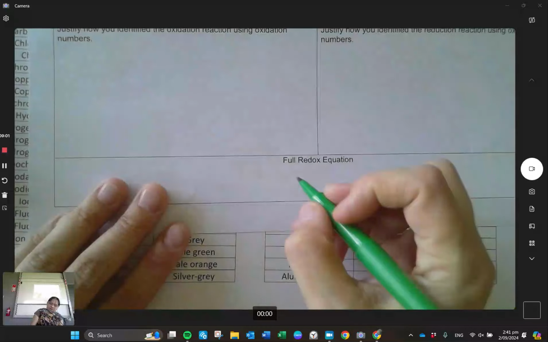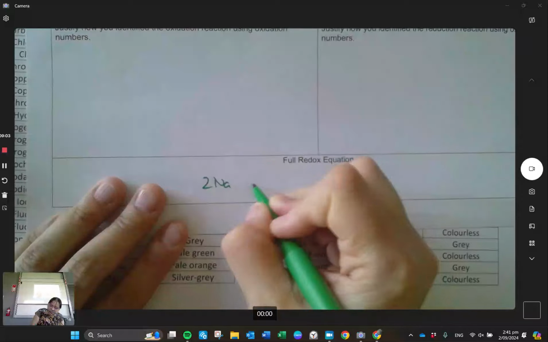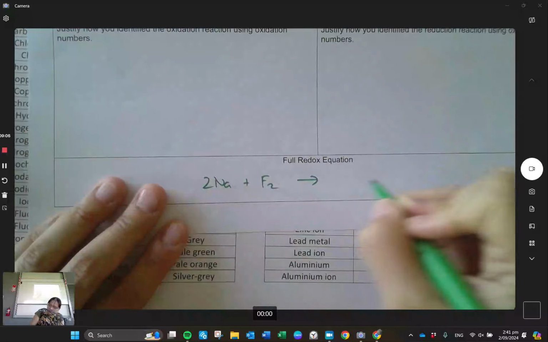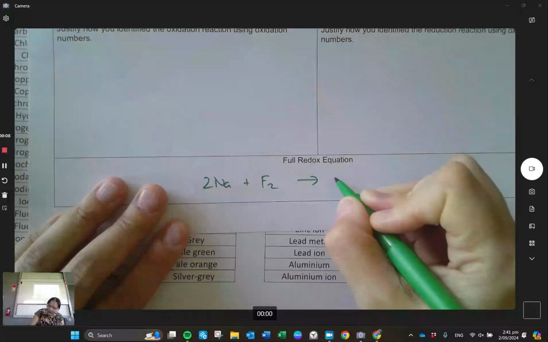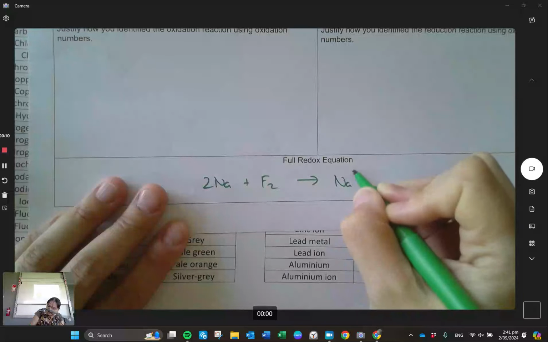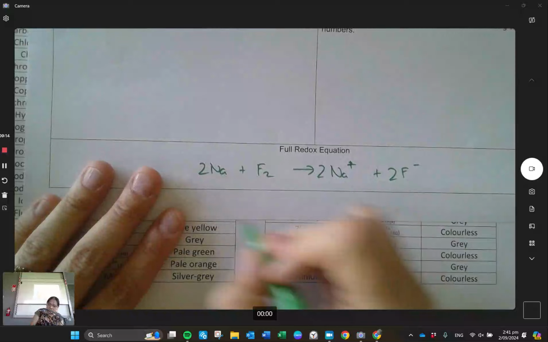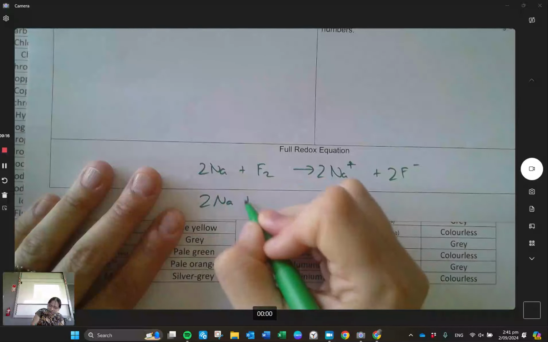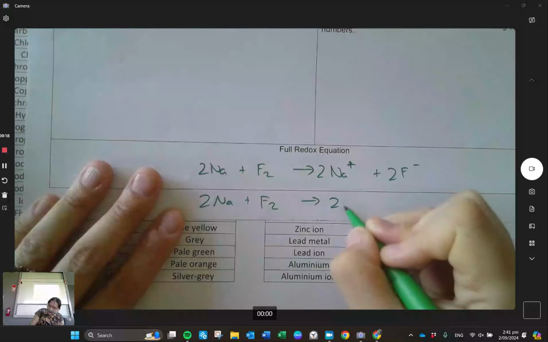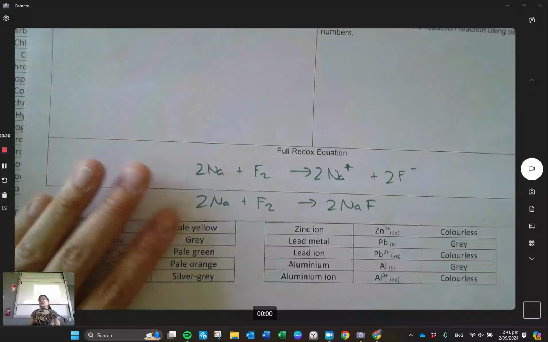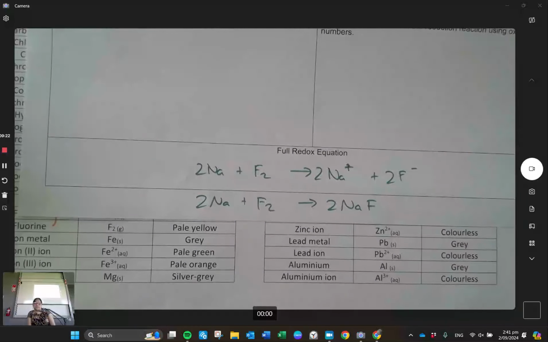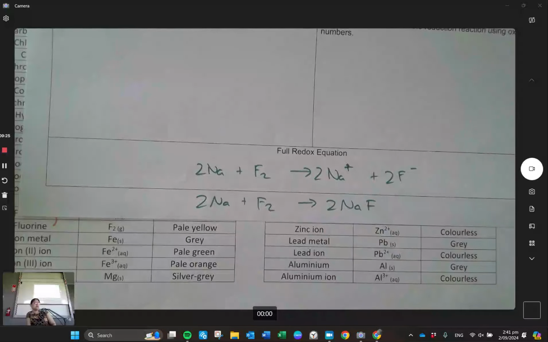So the full equation should have been 2Na plus F2 makes 2NaF. You could have written that, and I would have accepted it as an answer. I would have also accepted this as an answer, because that's also correct. Because all you're doing is just adding the ions together to make the ionic compound. So that is also correct.